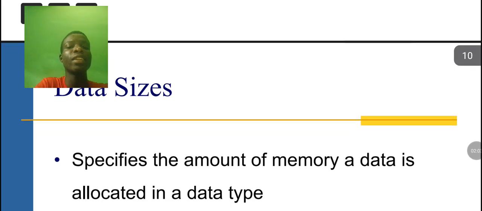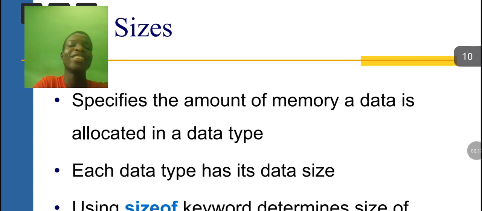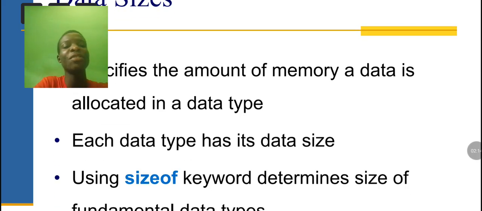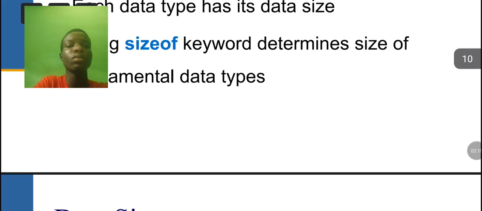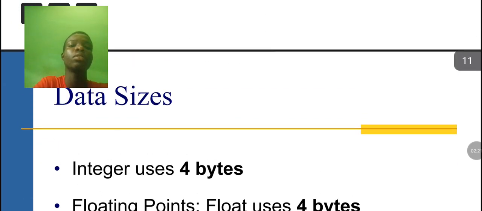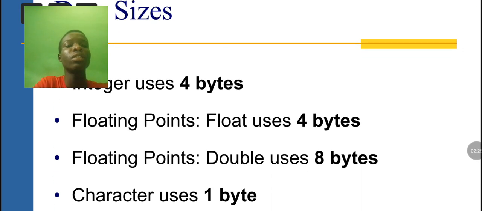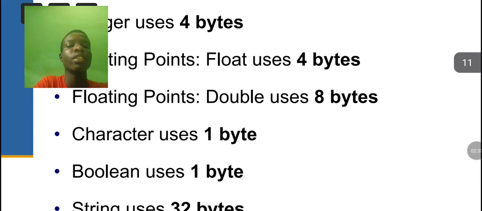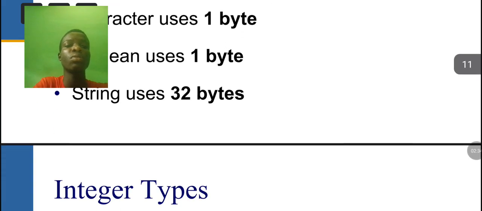Now data size. The data size specifies the amount of memory allocated to a data type. So we use the sizeof keyword to determine the size of the data type. The data size for integer uses 4 bytes. Floating point, that's float, uses 4 bytes. Double uses 8 bytes. Character 1 byte. Boolean uses 1 byte. String uses 32 bytes.